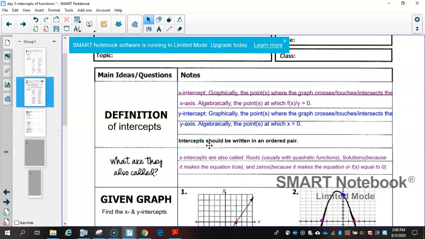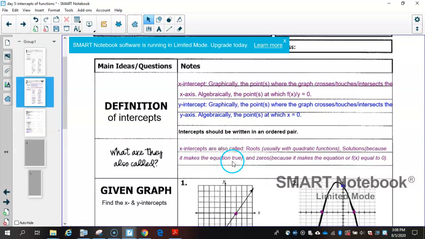We are going to be writing all of our intercepts as ordered pairs. So our ordered pairs will have 0 for x for the y-intercepts, and then 0 for y for the x-intercepts. Right? And then one last thing about intercepts, especially x-intercepts, they have different names. So x-intercepts are also called roots, solutions, and zeros.